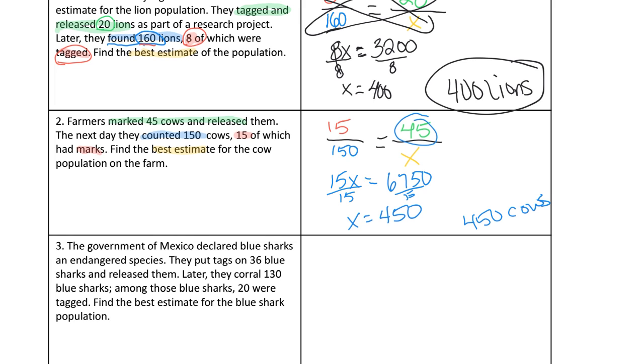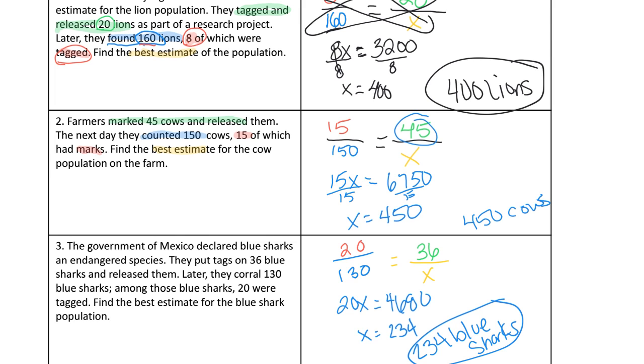Okay. So I want you to try number 3 on your own. Pause and do it, and then unpause after. All right, so hopefully you got 234 blue sharks. 234 blue sharks. All right, let's look at the next page. Let's look at the back of this.